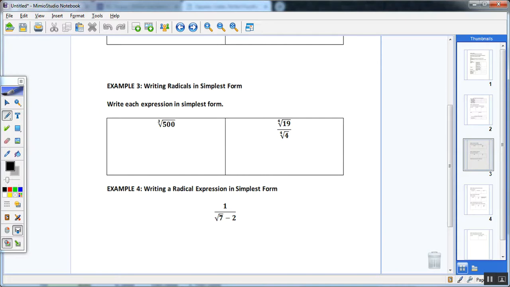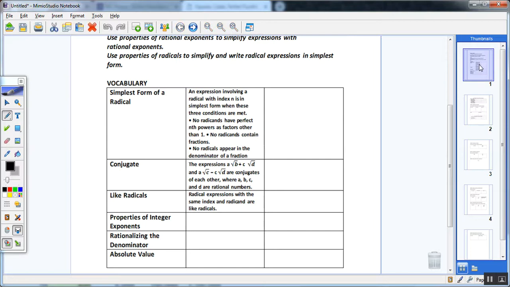If I go back to my notes from yesterday, if there was a vocab word that I thought was really important to know, it was going to be this one right here. There's 3 rules that you kind of have to remember. No radicands have perfect nth powers as a factor other than what? 1. No radicands contain fractions, and no radicals appear in the denominator of a fraction.